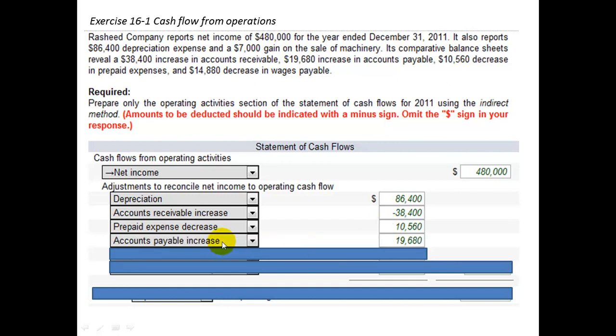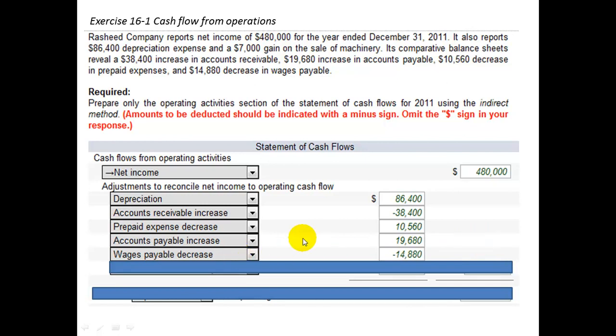Accounts payable, in this case, increased during this accounting period from one period to the next. And if accounts payable increase, that means you're not paying off as many accounts payable as you incurred. Therefore, that increase in accounts payable means you're using less cash. Therefore, cash, in this case, if it was a change of $19,680, you would add that to your cash flow from operations. Next, wages payable decrease.